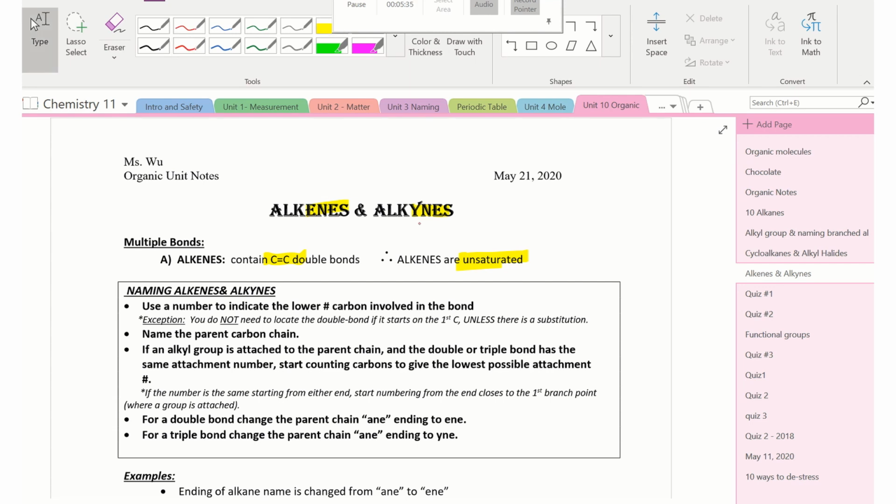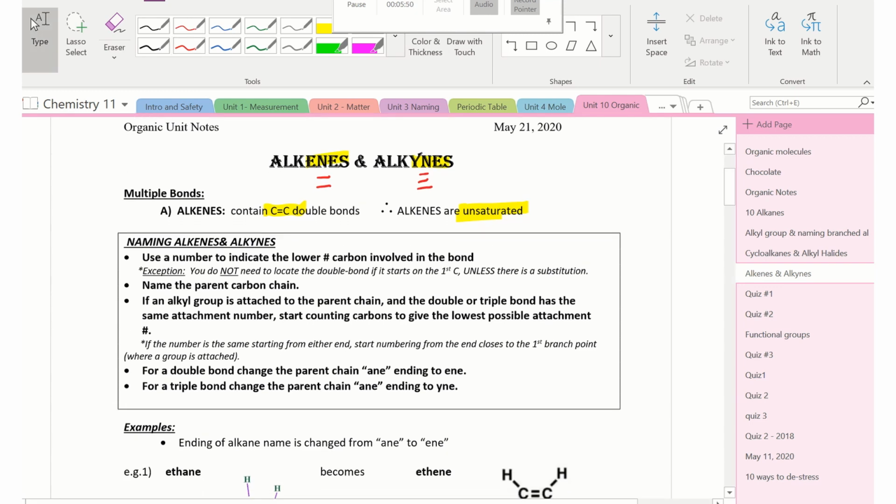I'm just going to write lines here. Triple bonds for alkynes, alkenes having double bonds like this. And they are both unsaturated. That means they have either double bonds or triple bonds. So the name structure is the same, but we just change the ending to either ene if there are double bonds, or yne if there are triple bonds.